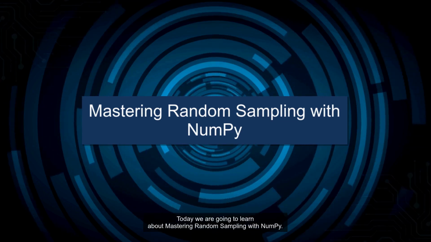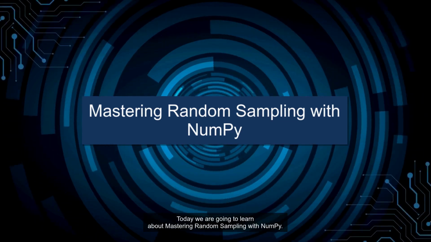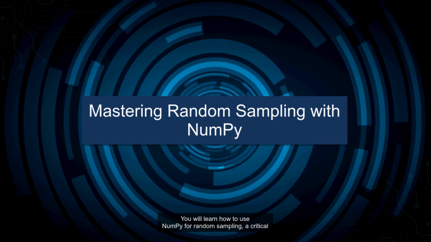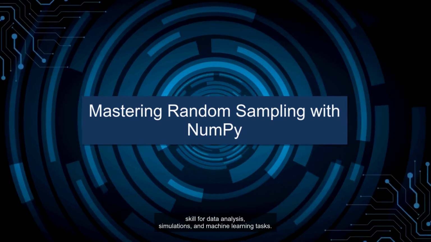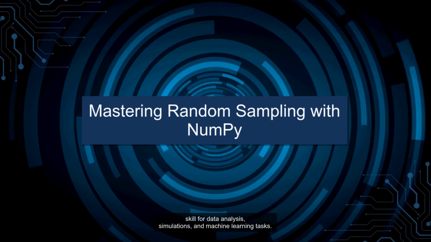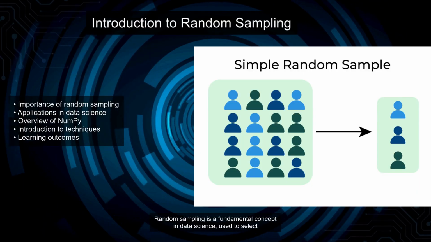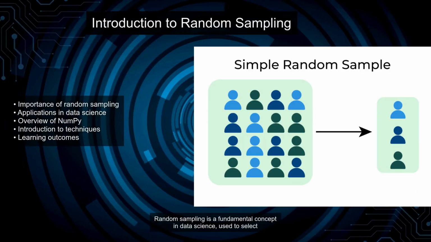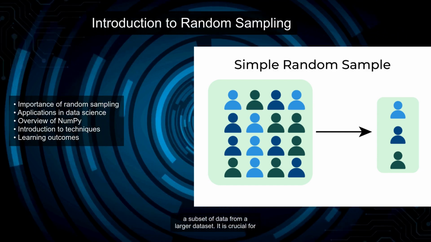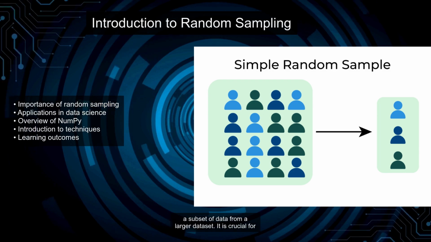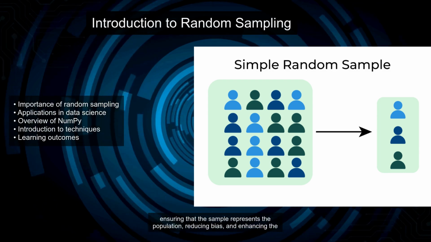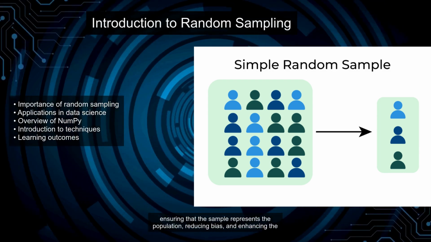Today we are going to learn about mastering random sampling with numpy. You will learn how to use numpy for random sampling, a critical skill for data analysis, simulations, and machine learning tasks. Random sampling is a fundamental concept in data science, used to select a subset of data from a larger dataset. It is crucial for ensuring that the sample represents the population, reducing bias, and enhancing the quality of analysis.